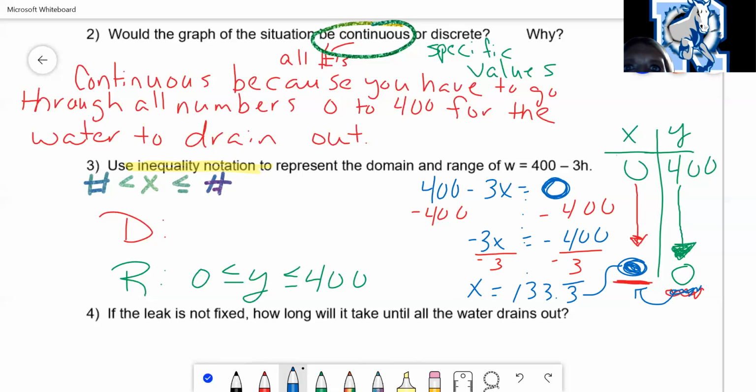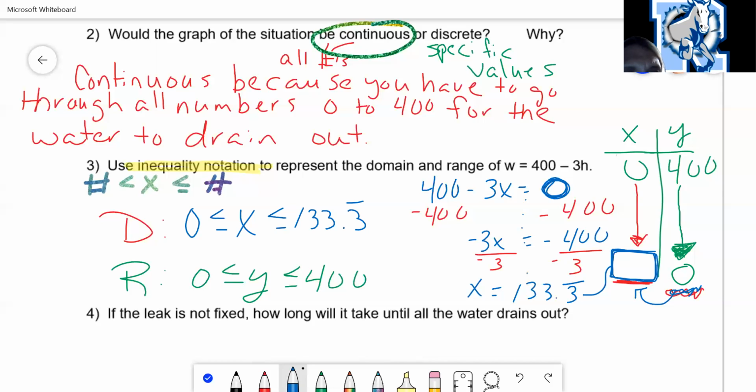So as we do the domain, I've got 0 less than or equal to x, because it's domain, less than or equal to 133.3 repeating. Now it's asking, how long does it take for it to drain out? Well, that's actually what we just found, because when we set it equal to 0, that's when all the water finally drained out.